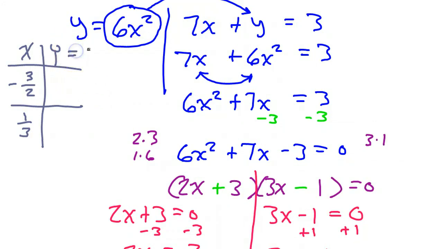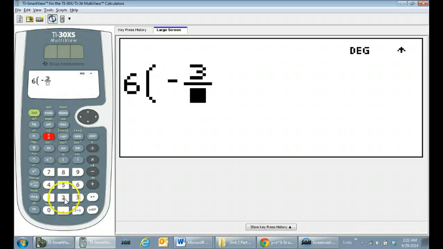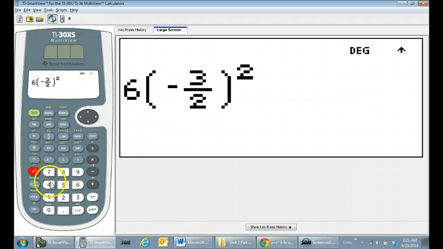Okay, well, as you can see, y equals 6x squared. Alright, just copied it right from there. So that means this y value is going to equal 6 times negative 3 over 2 squared. So here's 6 times negative 3 over 2 squared. Alright, that's 27 halves.